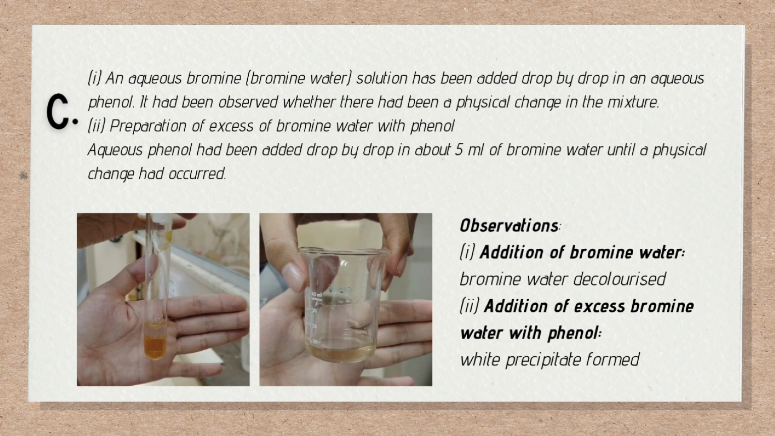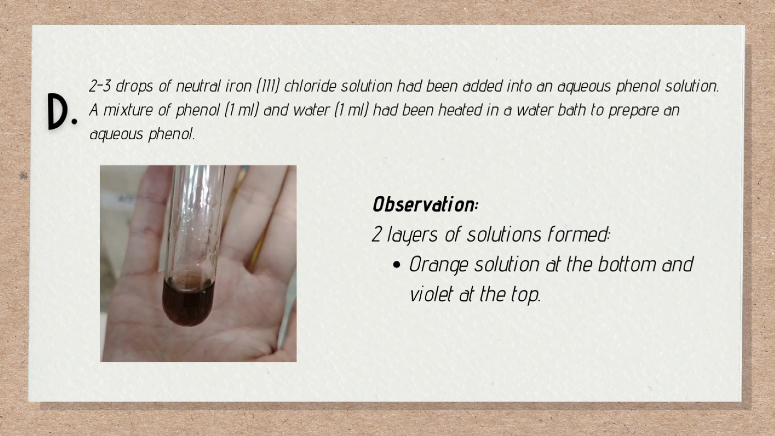Observations. Roman one, addition of bromine water: decolorized. Roman two, addition of excess bromine water with phenol: white precipitate formed. Part D, 2 to 3 drops of neutral ferric chloride solution were added into an aqueous phenol solution. A mixture of phenol 1 ml and water 1 ml was heated in a water bath to prepare the aqueous phenol. Observation: 2 layers of solutions form, orange solution at the bottom and violet at the top.